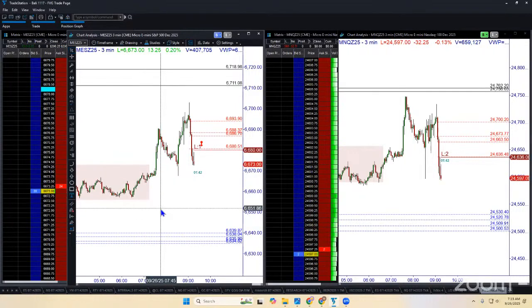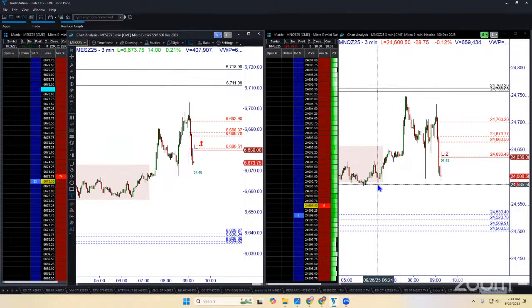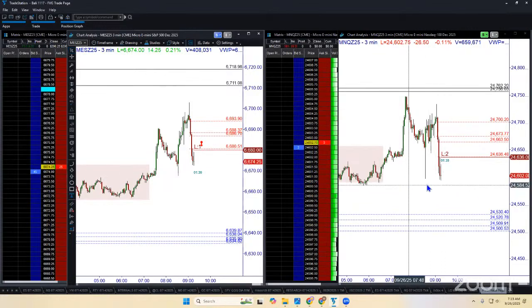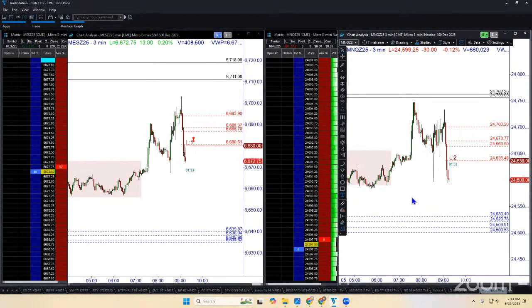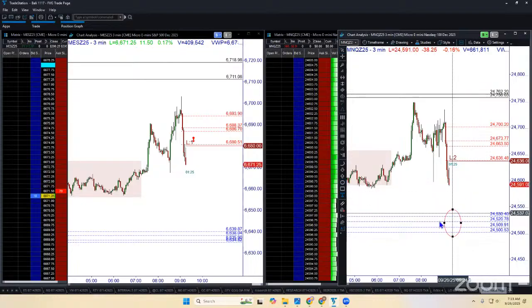Okay, watch the dead space. Watch how price goes through that area very quickly. And then the areas below the dead space is where you're going to look for your long opportunity. Man, what happened to the time? We're burning fast.